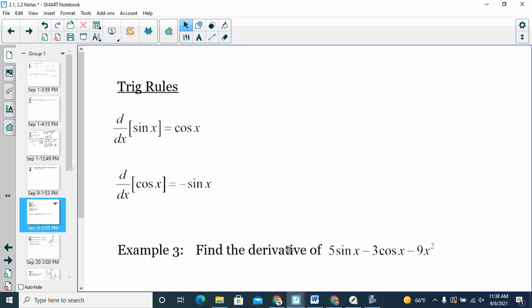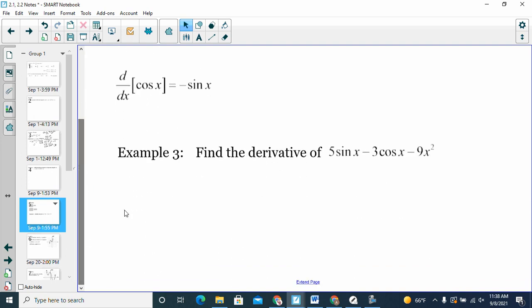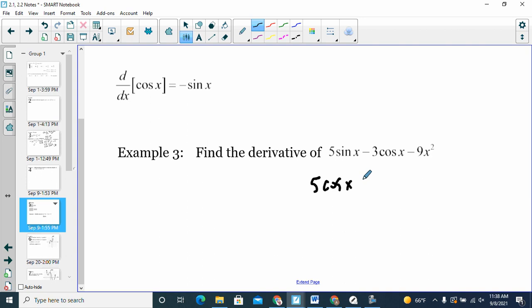Example 3 asks us to find the derivative of 5 sine x minus 3 cosine x minus 9x squared. So derivative of 5 sine x: derivative of sine x is cosine x, so it's going to be 5 cosine x. Negative 3 times negative sine x, so it's going to be plus 3 sine x. And derivative of minus 9x squared is minus 18x.